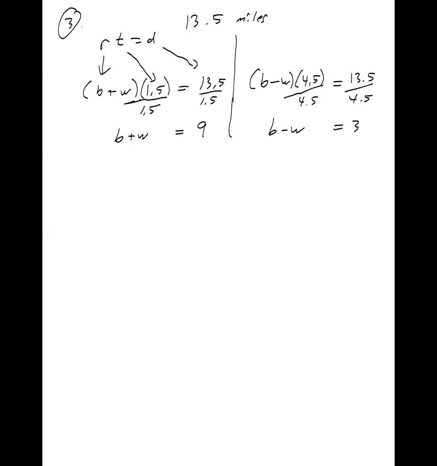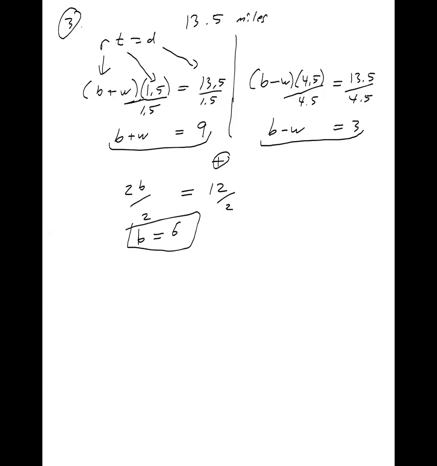Now let's add these equations together. So let's take this equation plus this equation. If we add the b plus the b, that's equal to 2b, or not to be, that is the question, like Shakespeare said. But actually, that's English, not math. So b plus b is 2b, w plus negative w is 0, and 9 plus 3 is 12. So we get 2b equals 12. Divide by 2, b equals 6. So the speed of the boat is equal to 6.